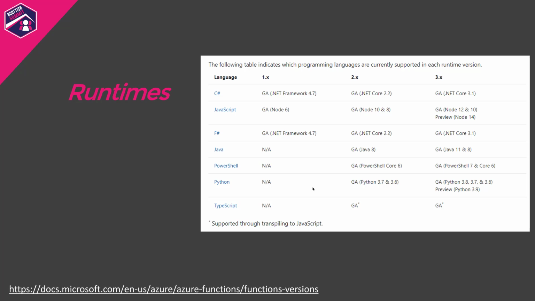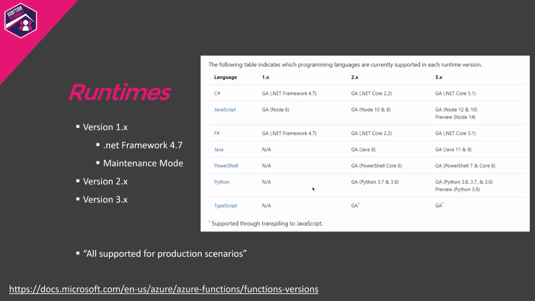So the only real reason that you might use version 1 is if you need to use .NET Framework, and it is in maintenance mode. It is fully supported, as is version 2, as is version 3. They're all supported for production scenarios. There's no deprecation of version 1, but version 1 is in maintenance mode. That means no enhancements, no fixes, no changes.